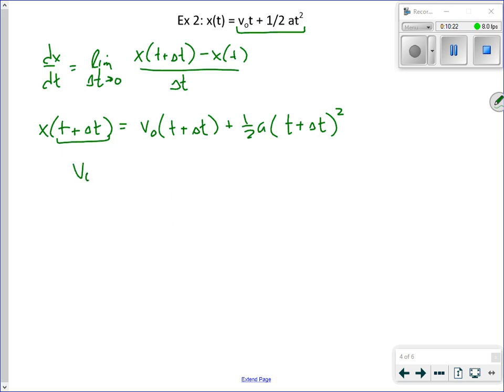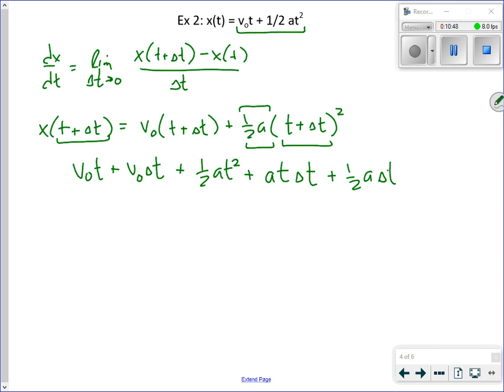And that's v naught t plus v naught delta t plus, I'm going to FOIL and distribute at the same time, 1/2 a t squared plus the inner outer gives me 2t delta t, but times that gives me just a t delta t, plus 1/2 a delta t squared. X at t is just v naught t plus 1/2 a t squared.